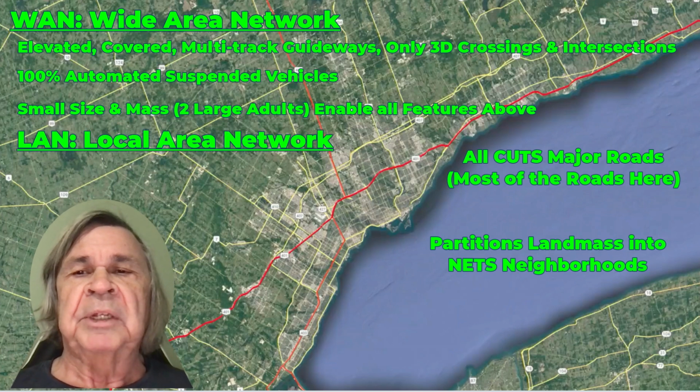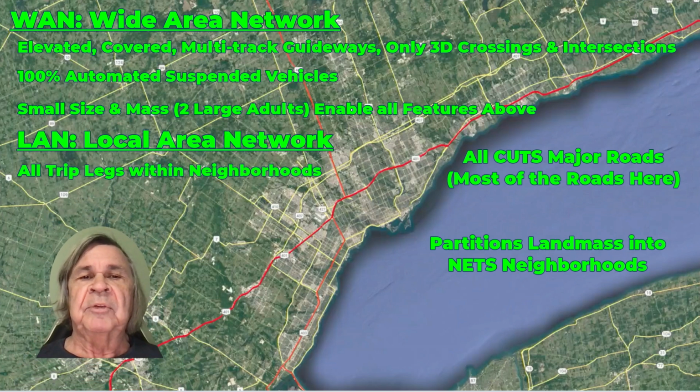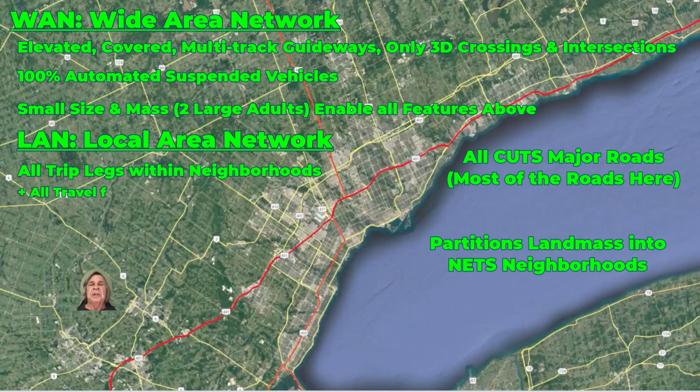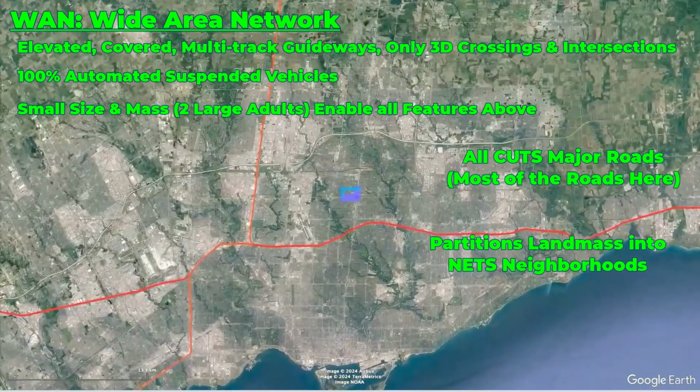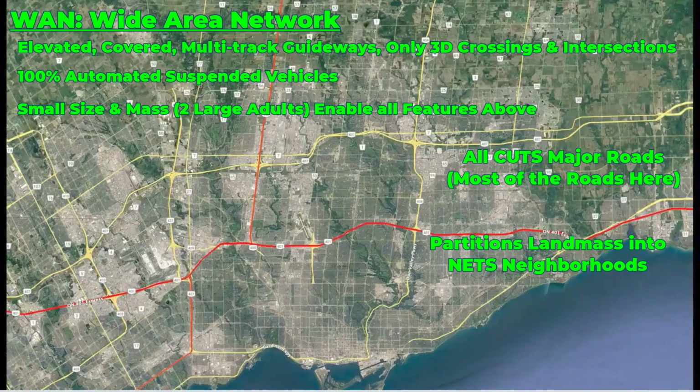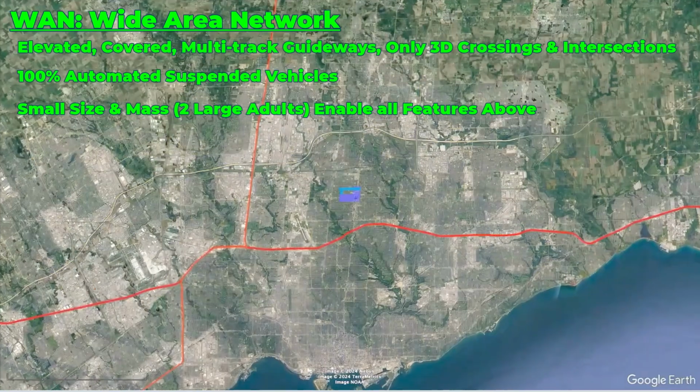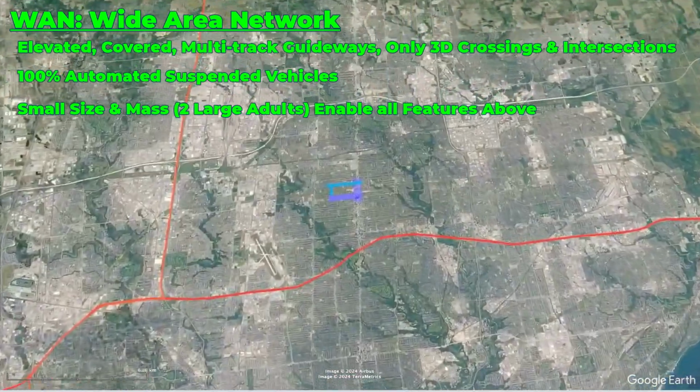For trip legs within neighborhoods, or for single items that do not fit in WAN vehicles, NETS's LAN mode, for Local Area Network, is used. We will describe LAN soon. WAN handles all travel between the initial and final neighborhoods, making up the bulk of all but the shortest trips. As we zoom into Toronto, note that the major streets and the corresponding WAN guideways are more tightly spaced, meaning smaller neighborhoods. We zoom further to the neighborhood northwest of the Yonge-Finch intersection.